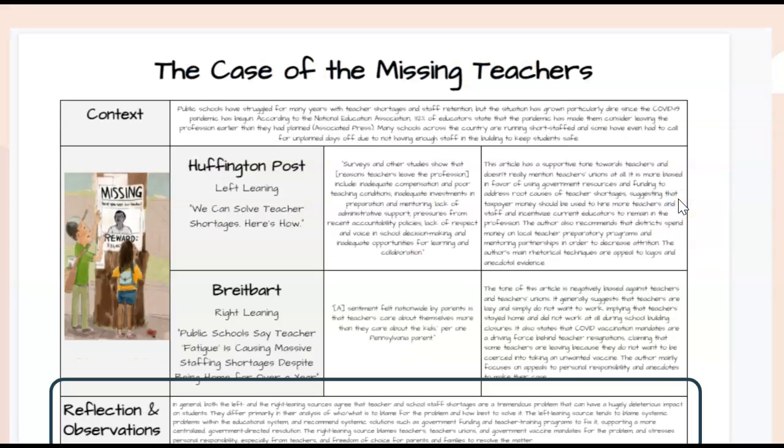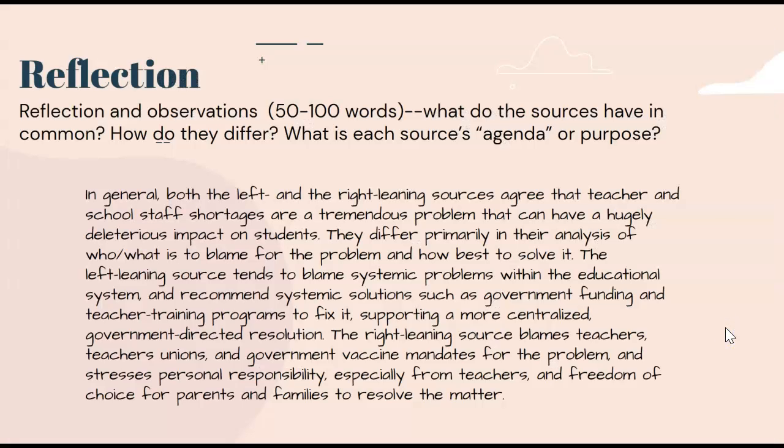Once you've analyzed both of your biased sources, you'll want to finish up with reflection and observations. This again will be 50 to 100 words, and consider: What do these sources have in common? How do they differ? And what is each source's agenda or purpose? The example is as follows.